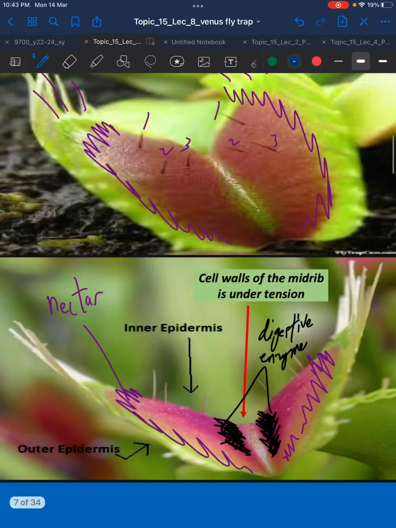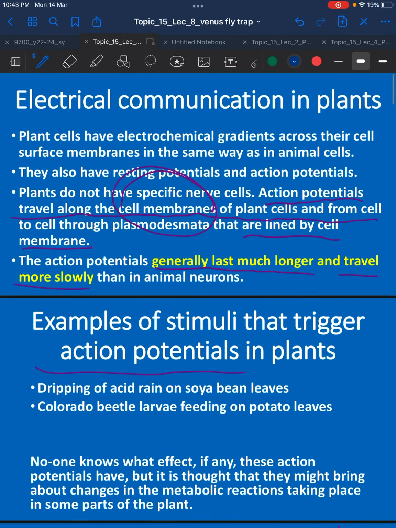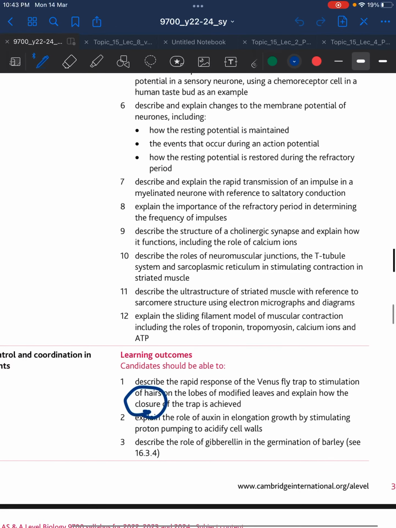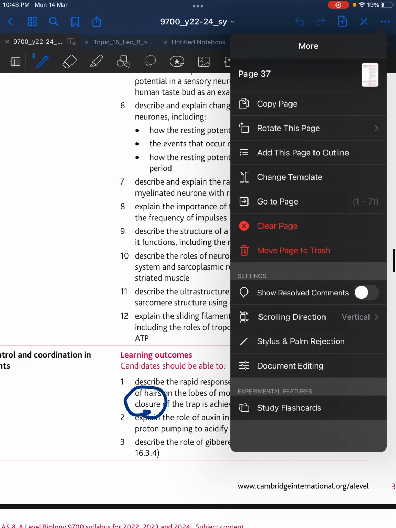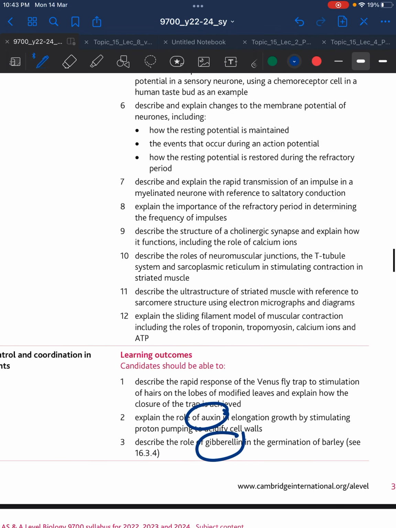Right, I think that's all for today. Tomorrow, Wednesday, we'll be looking at auxin, the role of auxin, as well as gibberellins. This will be on Wednesday or Thursday. We'll see how it goes. Okay, that's all for today.